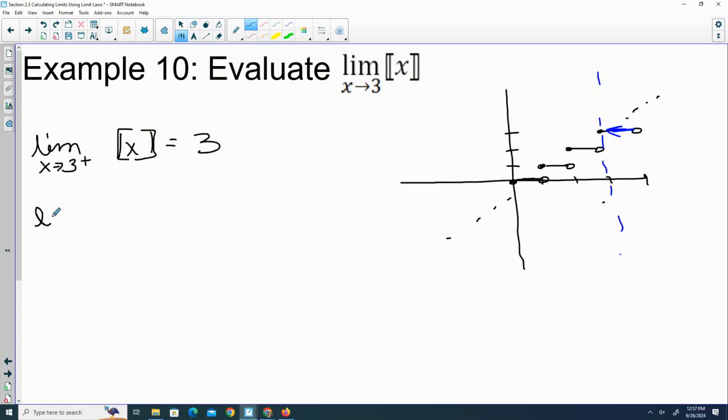As we are approaching from the left, if I put in 2.9, what am I getting out? 2. If I put in 2.99, 2. 2.999, 2. Because as you approach 3 from the left, you're down here on this step. So what's the overall limit? Does not exist.